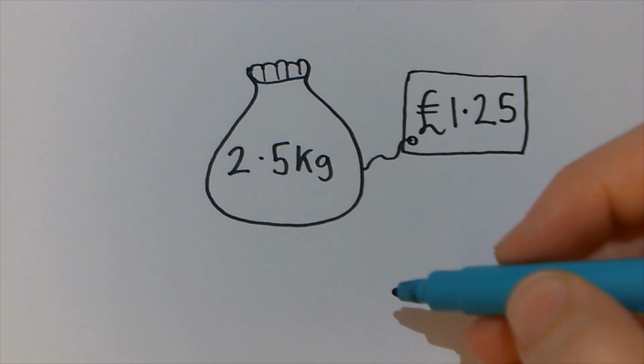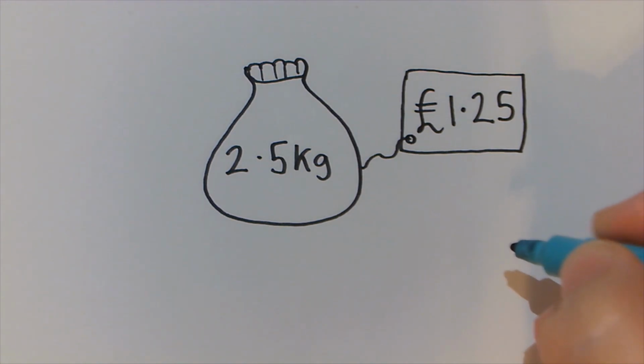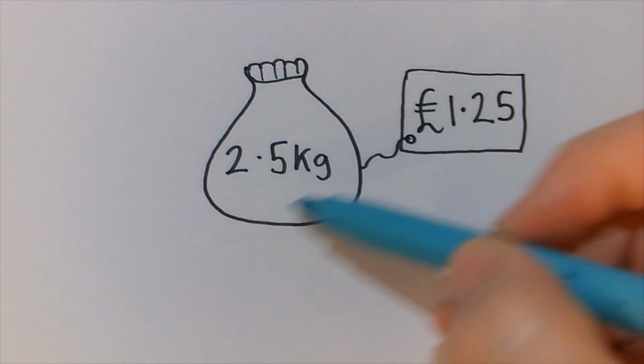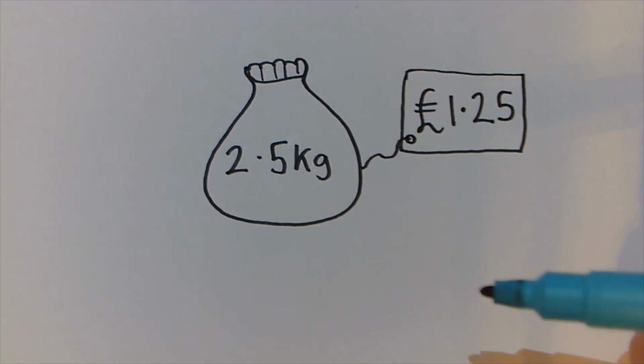Okay, press pause and have a go. Okay, so did you get the answer of £500? Well done if you did. So a few different ways to do it. If I've got a calculator, I always work out what 1 kilogram costs and then times up the amount.